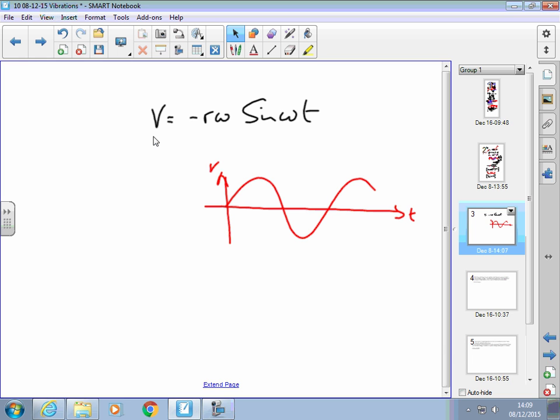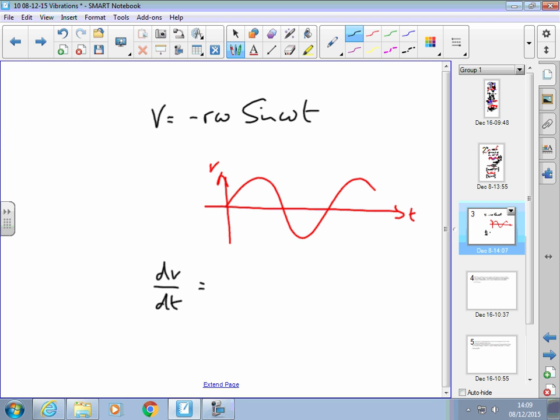The angle on the line. Yeah, the gradient, in other words. The gradient of the line. Right, well done. The gradient of the line tells me the rate of change of velocity. In other words, if I want to get the acceleration, I've got to differentiate this.